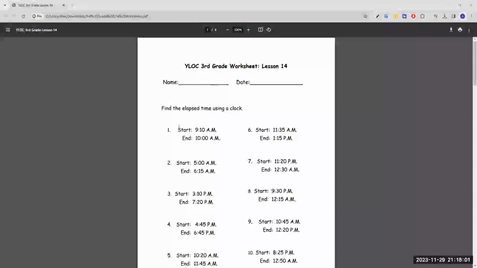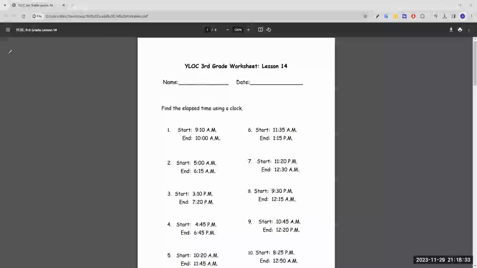Number 1, the start time is 9:10 a.m. and the end time is 10 a.m. So we see here that both times use a.m. and that means we can just subtract the end time with the start time. So we can just subtract the minutes because it's only a 1 hour differential. And that means we can do 60 minus, there's a 10 here, so we subtract it by 10, and that's 15 minutes.